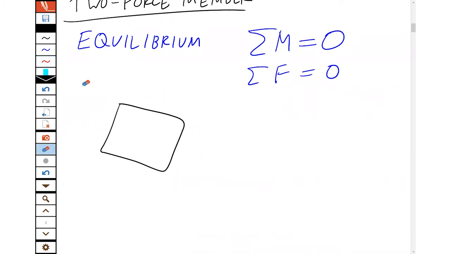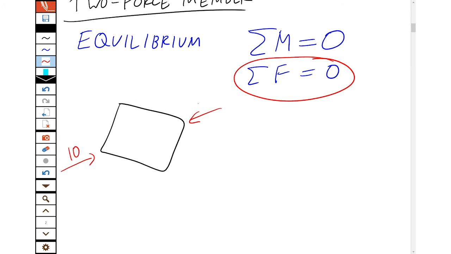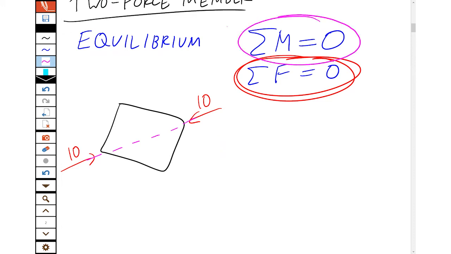There's a lot of different ways to make that possible. But if you have only two forces acting on an object, then they must be equal and they must be opposite. Otherwise, the forces wouldn't add up to zero. If this is 10, the other must be 10 in the opposite direction. Otherwise, they simply can't add up to zero. Also, they must be in exact line with each other. Otherwise, the moments won't add up to zero.